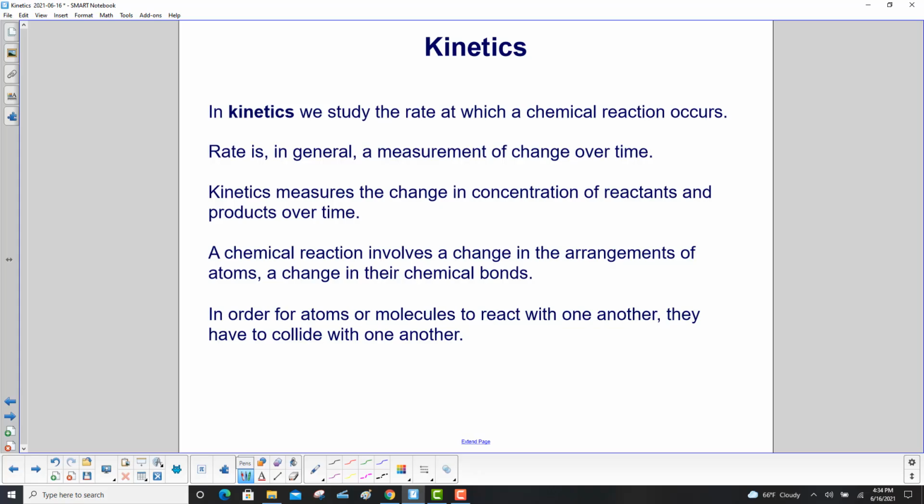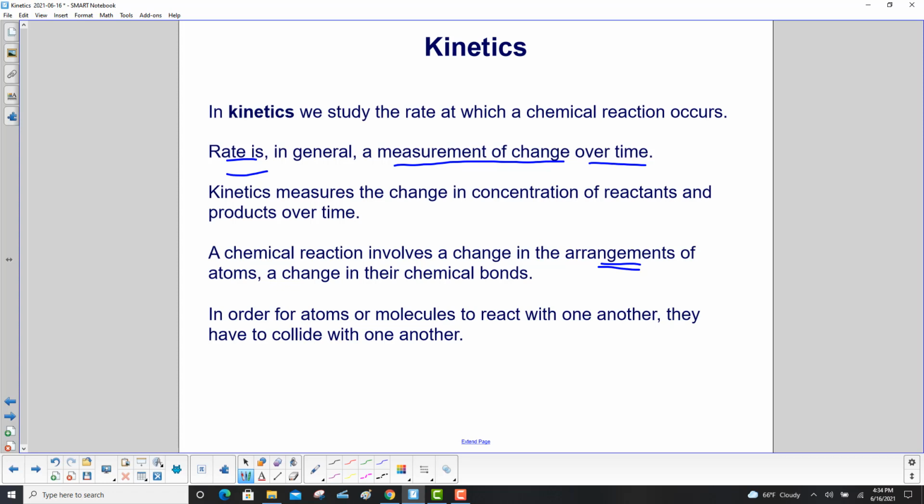In kinetics, we study the rate at which a chemical reaction occurs. Rate is in general a measurement of change over time. Kinetics measures the change in concentration of reactants and products over time. A chemical reaction involves a change in the arrangements of atoms, which is a change in their chemical bonds.